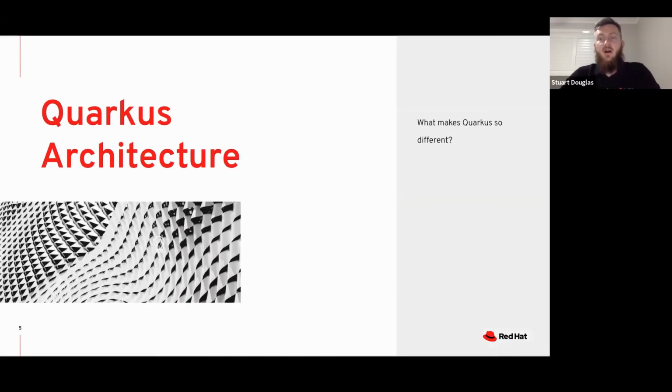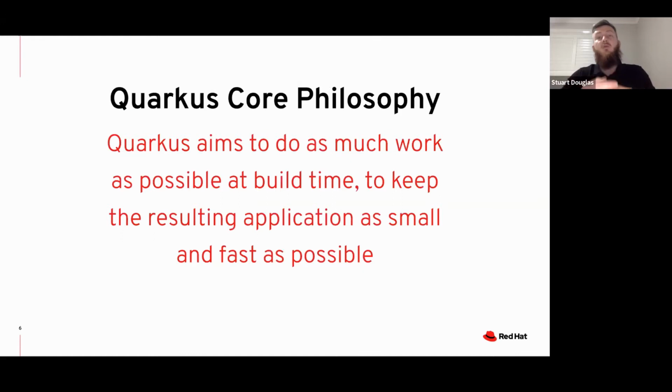So what is it about Quarkus that makes it so different? We do a lot of marketing about how Quarkus starts so much faster and uses less memory than other Java applications. And this isn't just marketing. Quarkus has a fundamentally different approach than existing technologies such as Wildfly and Spring Boot. Basically, as much as possible, Quarkus tries to do all its work at build time to keep the actual runtime part of the application as small and fast as possible. So that's a fairly fundamental change in how the deployment and build process actually works.